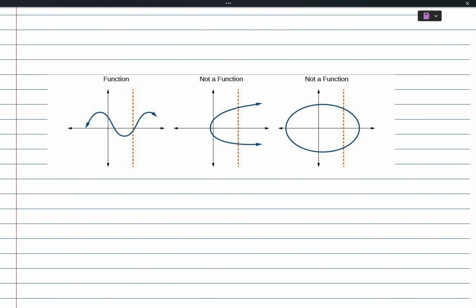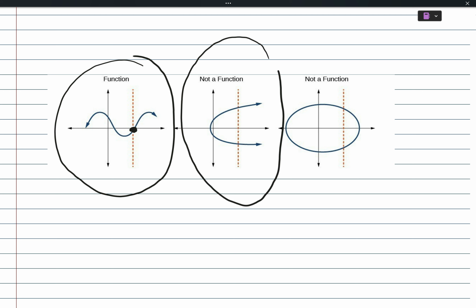So the function is this squiggly line in this first part. The vertical line has been drawn, and you can draw the vertical line through any part of the graph. It doesn't matter. So we draw a dotted vertical line just to show that it is the vertical line test. And you see it only crosses at one point, so therefore it is a function.